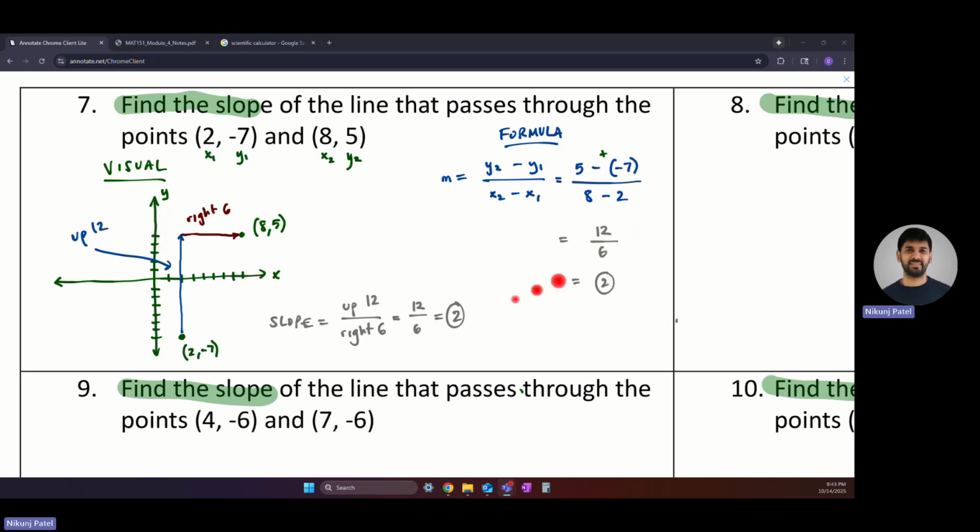Up 12, right 6. That's what these numbers are doing, determining how far up or down, and then how far to the right. There you go. So two ways to approach it, visually or with the formula.